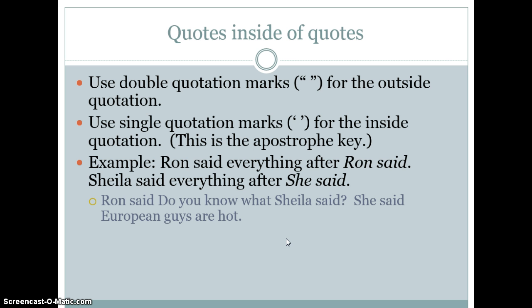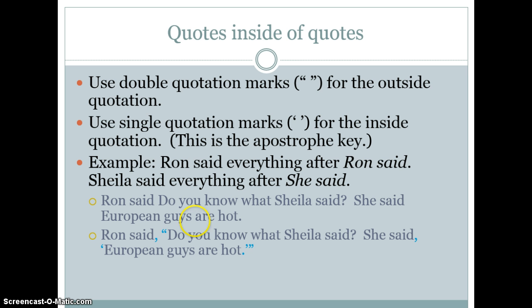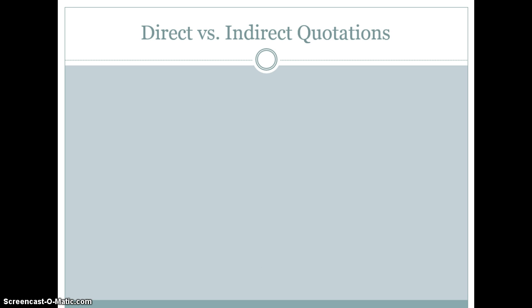So Ron is quoting Sheila, and it looks like this. We have double quotation marks around everything Ron said. Then we have single quotation marks around everything Sheila said, which gives us this very odd looking triple quotation mark at the end. You'll notice both attributive tags are still separated with a comma, and our final end punctuation is still inside all of those quotation marks.